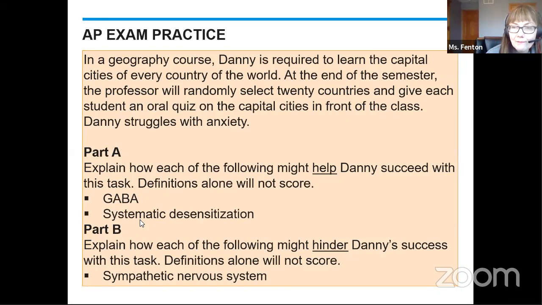I chose practice terms for this one from the biological basis of behavior units, with a connection somewhat to anxiety and Unit 8, which we talked about today. So your terms are GABA, systematic desensitization, and the sympathetic nervous system. Make sure that you pay attention to the specific directions when you go to apply. So for terms in Part A, you want these things to help Danny succeed. And in Part B, this might be something that would hinder him.